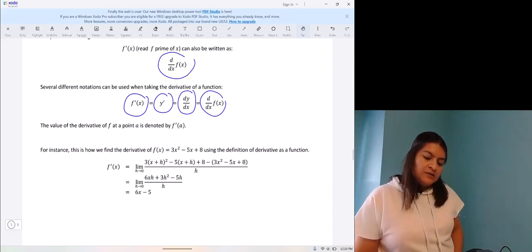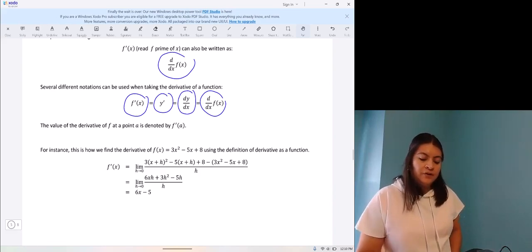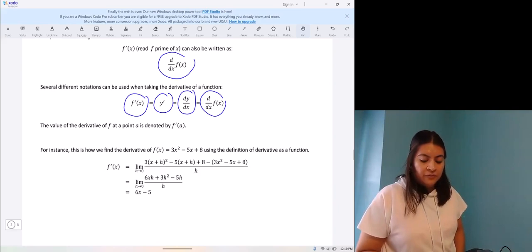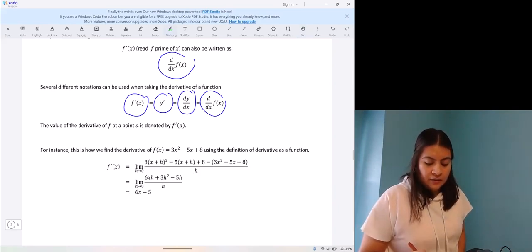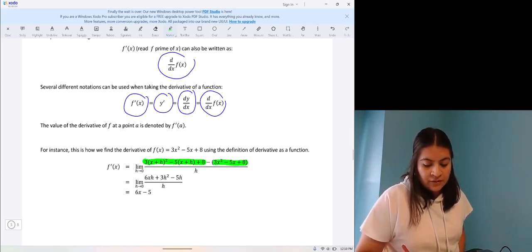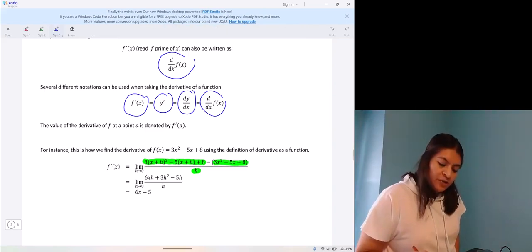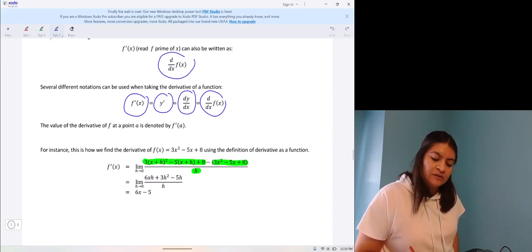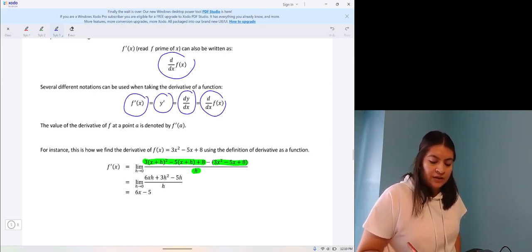And here I gave you an example on how to set up the definition of derivative. F prime of x equals the limit of f of x plus h minus f of x divided by h as h approaches 0. So you're given a function. The original function is f of x equals 3x squared minus 5x plus 8. Wherever you see x, you're going to replace it with x plus h to get that f of x plus h.